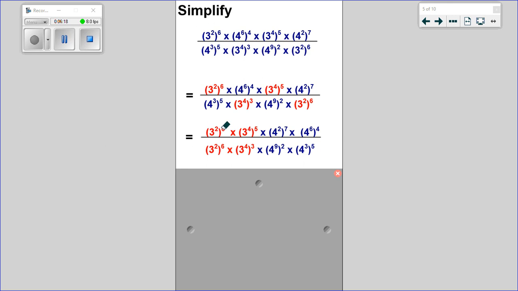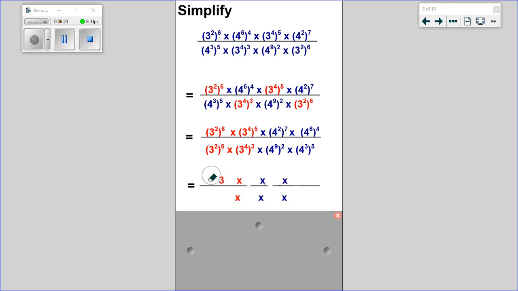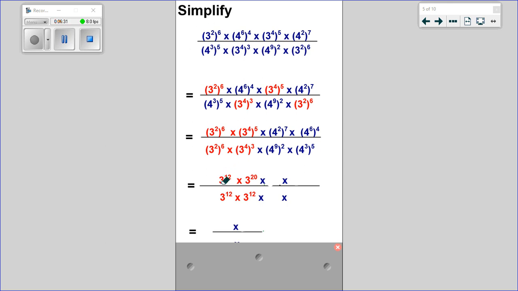We have 3 to the 2 to the 6 will give you 3 to the 12 times 3 to the 20th divided by 3 to the 12 times 3 to the 12. I might still simplify my red. 3 to the 12 times 3 to the 20th is going to be 3 to the 32 over 3 to the 24. 32 take away 24 is 3 to the 8th.